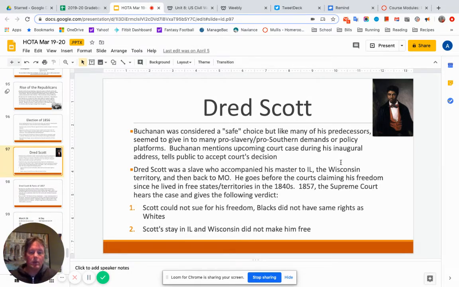Dred Scott was a slave who accompanied his master to Illinois and the Wisconsin Territory. He basically goes to the courts saying, I lived in these free states and territories, I shouldn't be a slave. And he has people that kind of help him. His case finally goes all the way up to the Supreme Court in 1857. And this is the verdict that is given: that Scott could not sue for his freedom because blacks don't have the same rights as whites, and that just because he stayed in Illinois and Wisconsin, that did not make him free. And so a lot of people are certainly going to be outraged by this.